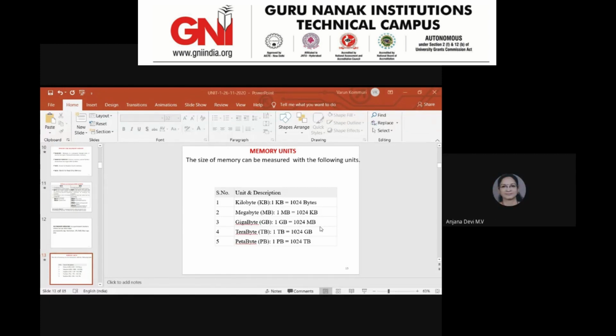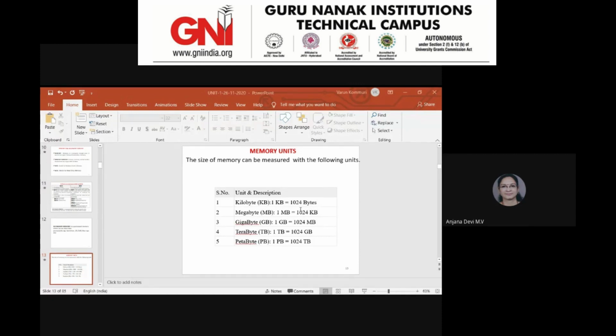1 kilobyte equals 1024 bytes. 1 megabyte equals 1024 kilobytes. 1 gigabyte equals 1024 megabytes. 1 terabyte equals 1024 gigabytes. 1 petabyte equals 1024 terabytes. So this is about the memory measurement units.